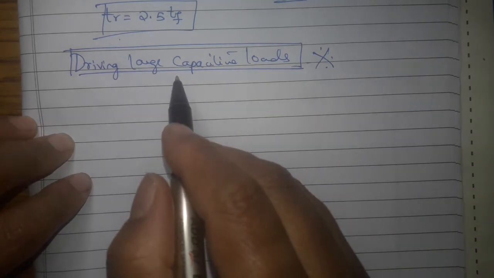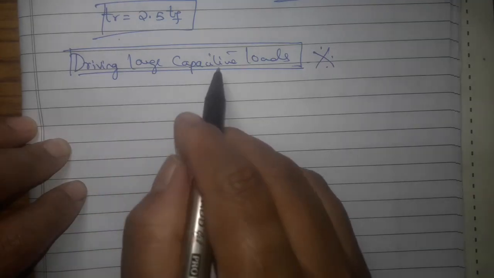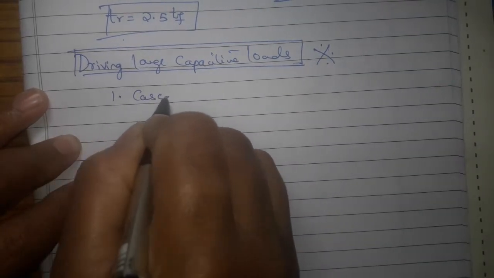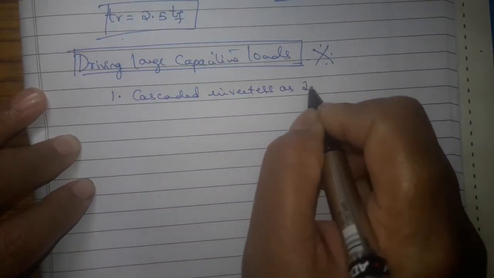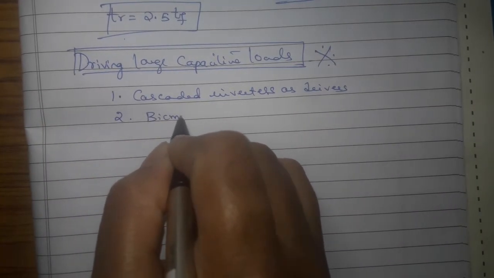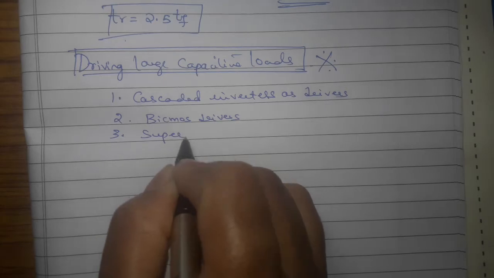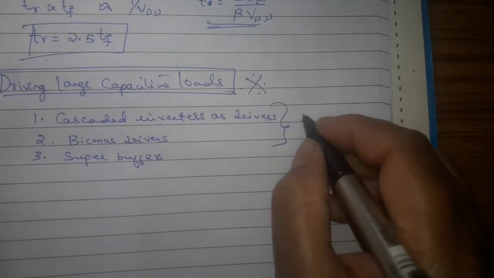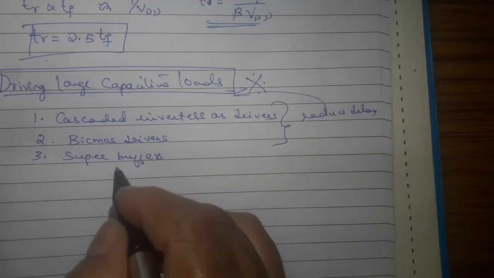So, what are the different ways of ensuring that the time taken, or the delay, of driving your large capacitive load is less? We have different methods. The first method is cascaded inverters used as drivers. Second method is I am going to use BiCMOS drivers. Third is I may use what are called super buffers. These are the three ways in which I can reduce delay in charging the large capacitive loads. Let us go one by one.